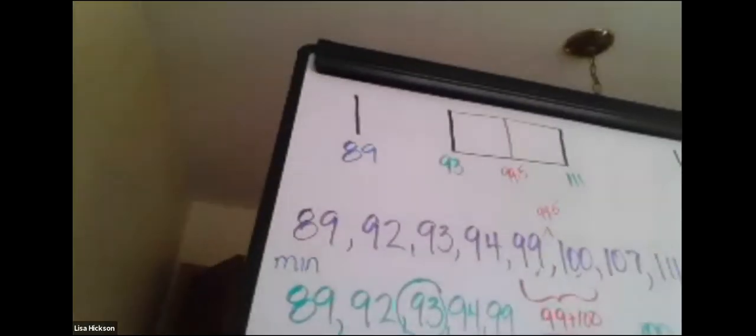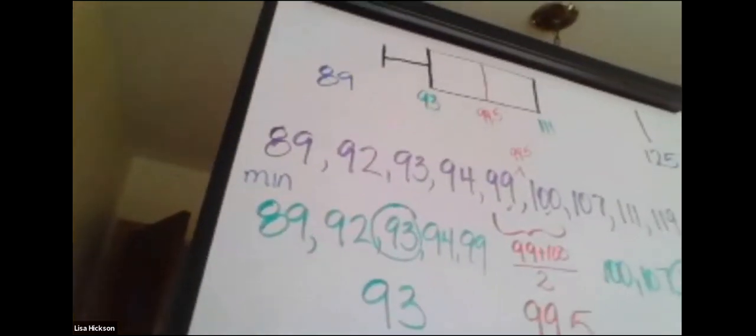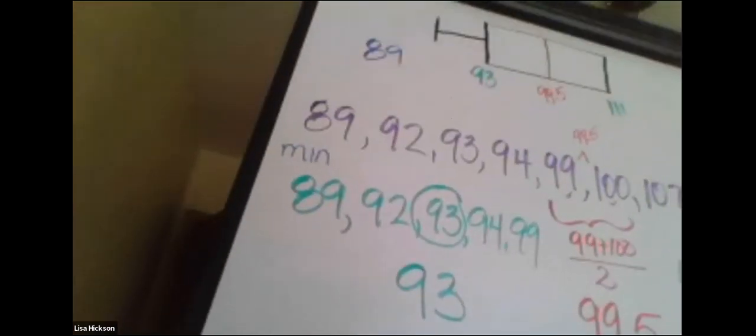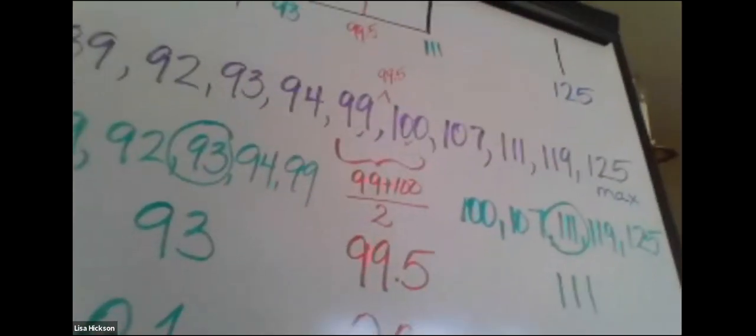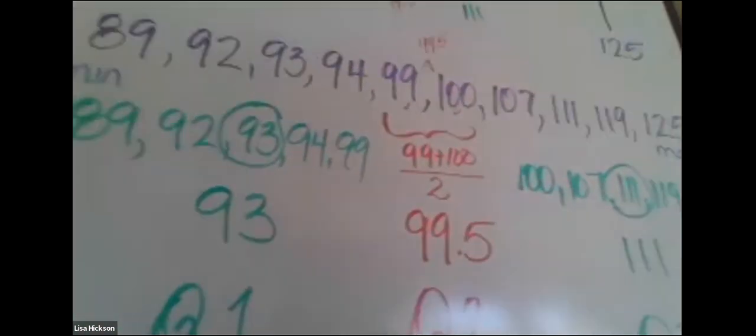Sorry about that. Okay, so because the distance between 89 and 93 is short, it's only 4, we're going to have a short whisker. So we're going to move 89 over, because, again, it's only 4 units between 89 and 93. Now let's look at the whisker on the other side. What is the distance between 111 and 125?